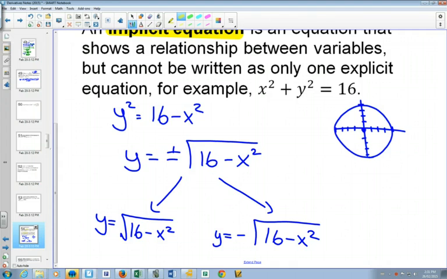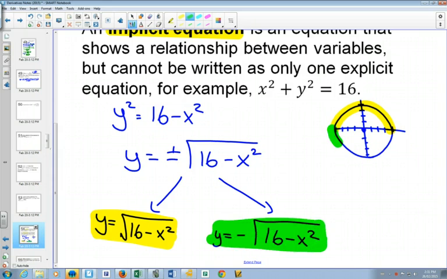The circle is not a function. Does that make sense? Because it doesn't pass the vertical line test. So right now this isn't a function, but when I split it up into these two explicit equations, if I make this one yellow on the graph, that would represent that part of our circle. And that yellow part by itself is a function. And this one, if I were to graph this one, that would be that part of the circle. So the green part by itself would be a function, but the two together would not be.